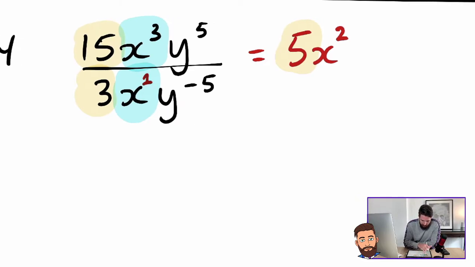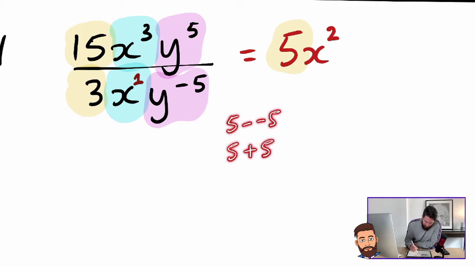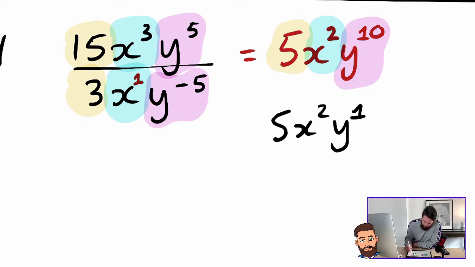Moving on to the y's. They share the same base, so we can apply the same rule, which is minusing the powers. And here, I've tried to trick you out. We've got 5 minus minus 5. So remember, 5 minus minus 5 means 5 plus 5, which would be 10, not 0. So the answer to this would be y to the power 10. So the final answer is simply that: 5x squared, and if I write it without the colour coordination, 5x squared y^10.